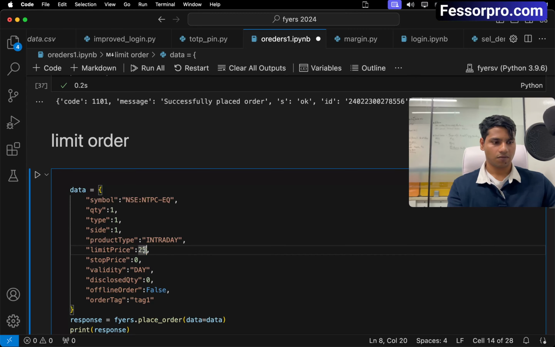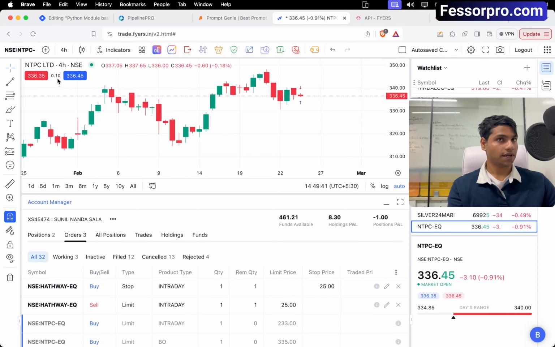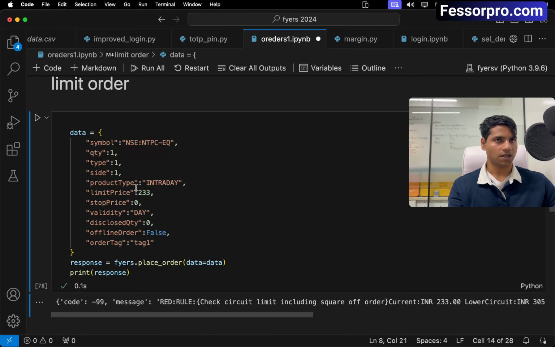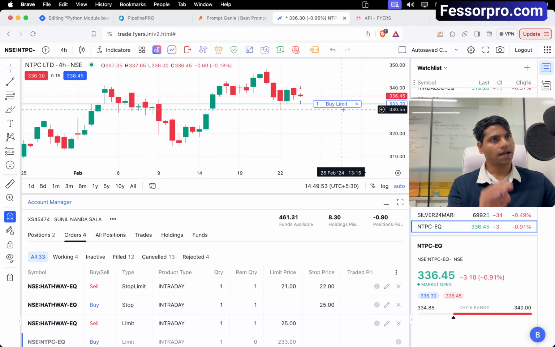Okay, now if I run the code, 233 I cannot do because there is a limit to how much top limit order you can give. It should be 333, not 233. 333. Run the code. It was successfully placed. See, there is a limit order. Now let's say I want to change this limit order. Instead of 333, I want it to be 334.